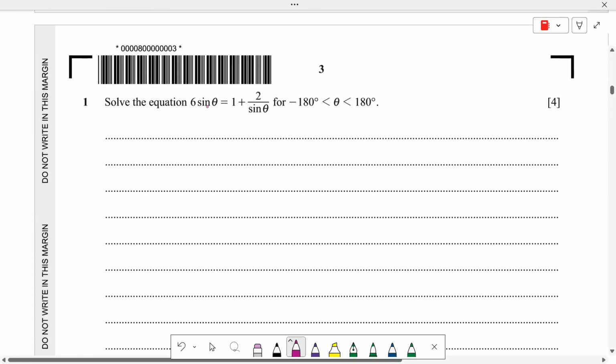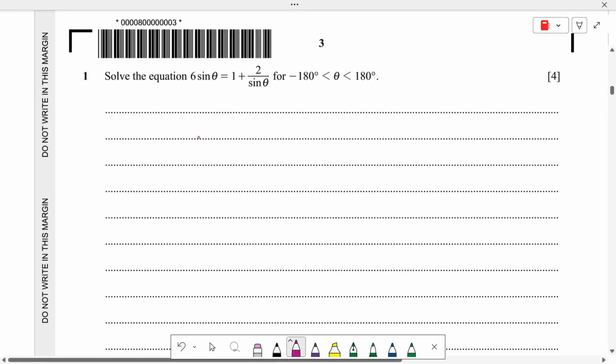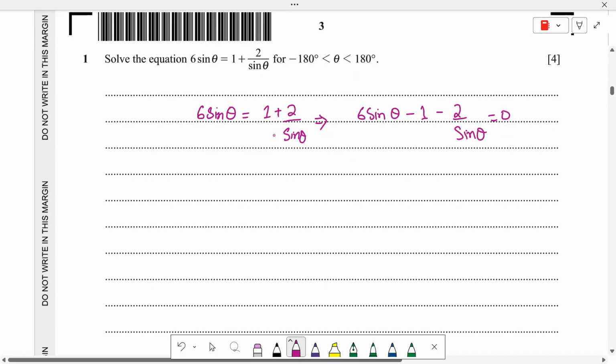Solve the equation 6 sin θ = 1 + 2/sin θ for θ less than 180 and greater than negative 180. First of all, the given equation can be written as 6 sin θ − 1 − 2/sin θ = 0. We just switch these two terms on the left side.